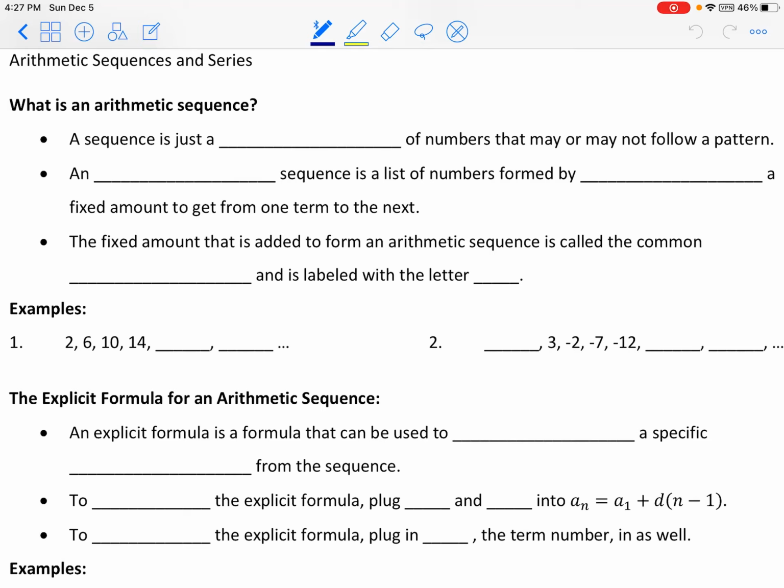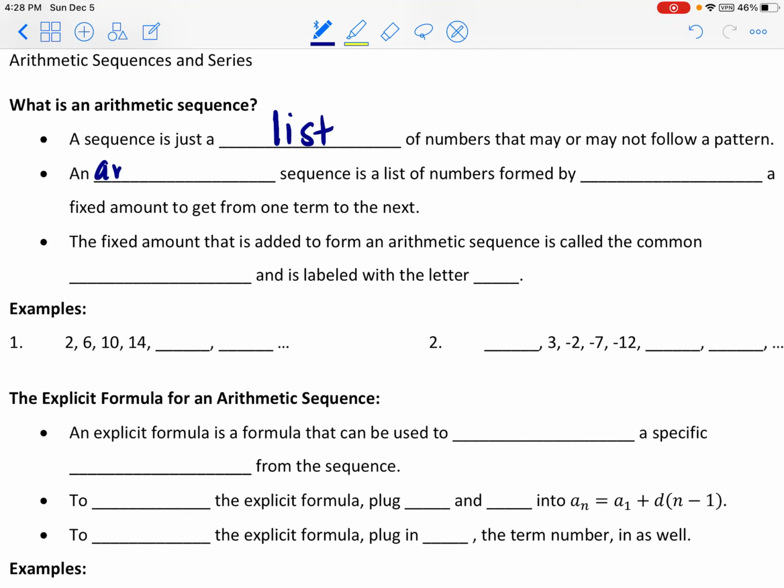Before we get started with what it means to be an arithmetic sequence, let's talk about what it means to be a sequence. In mathematics, lists of numbers are called sequences. A sequence is just a list of numbers, and it may or may not follow a pattern, but when there is a pattern such that you're adding a fixed number to get from one number in the list to the next, then we call that an arithmetic sequence.